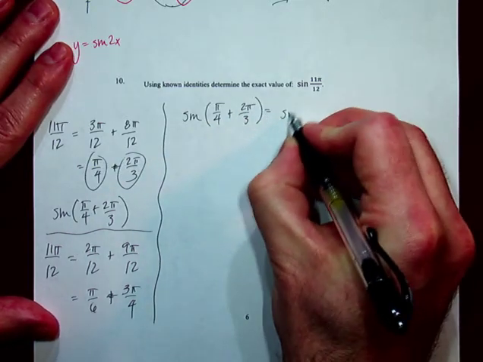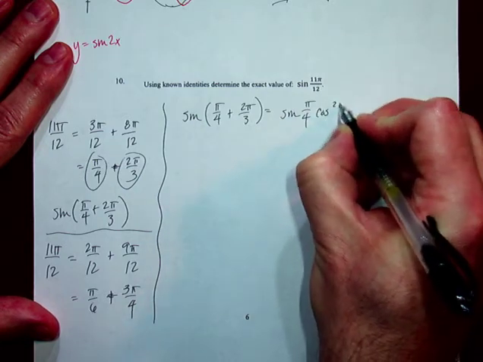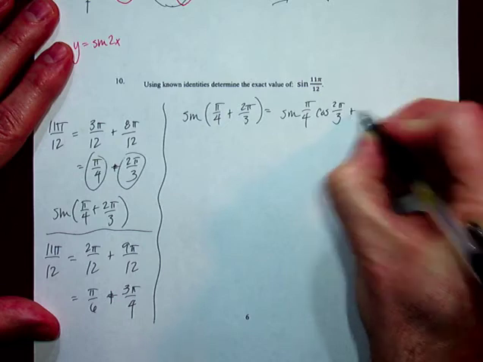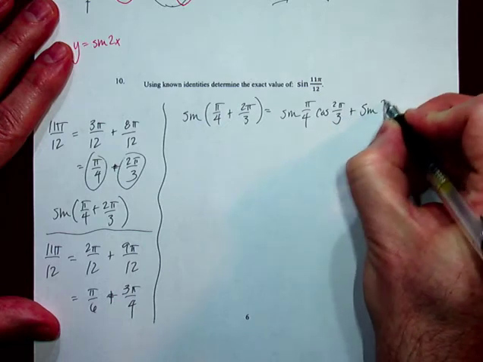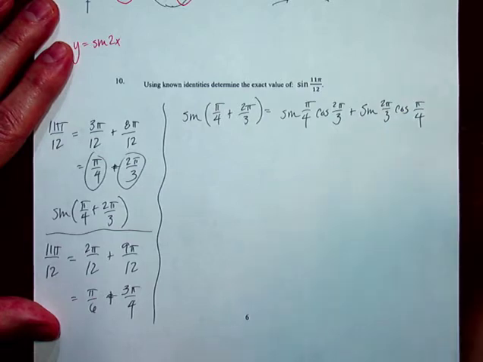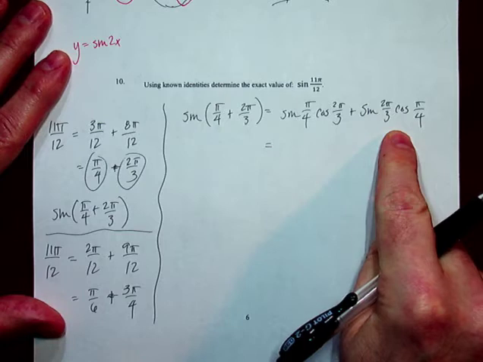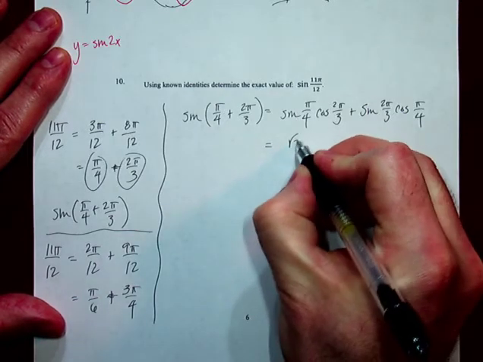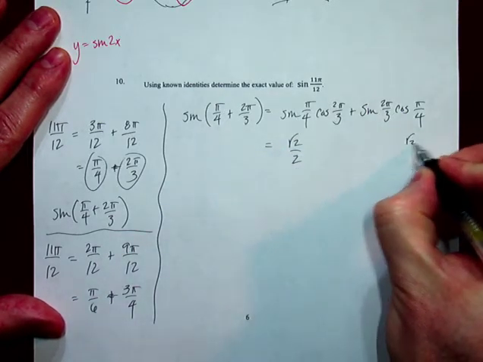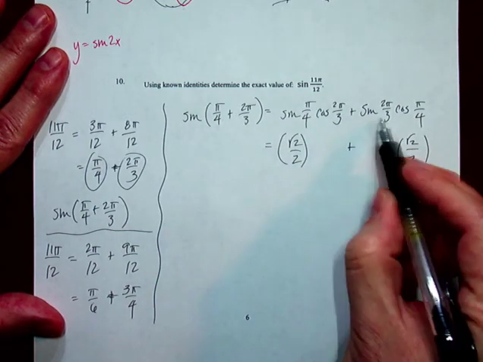which is going to be sine pi over 4 cosine 2 pi over 3, plus sine 2 pi over 3 cosine of pi over 4. And then you simply evaluate those, because you should know these values. Now this is root 2 over 2, and so is this, right? You simply need to decide what the value of these are.